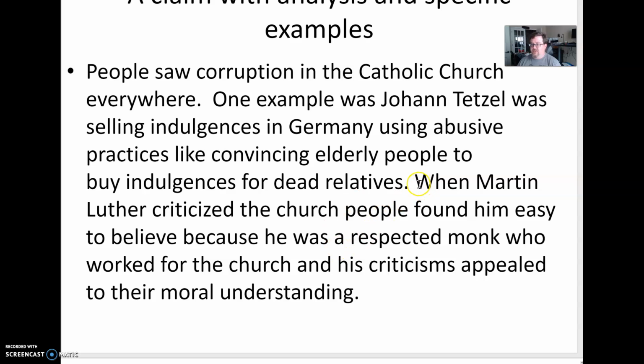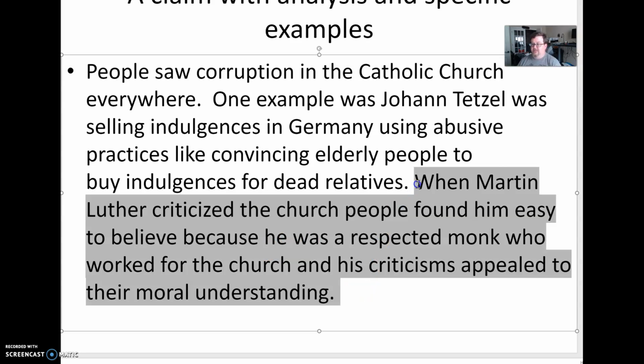And then they show that Martin Luther criticized the church, and people found him easy to believe because he was a respected monk who worked for the church, and his criticisms appealed to their moral understandings. These are both things that weren't in the book. I mean, the book talked about Luther working for the church, but it didn't say that that's why people believed him. So this person worked in a specific example, and then some nice analysis with original thinking.